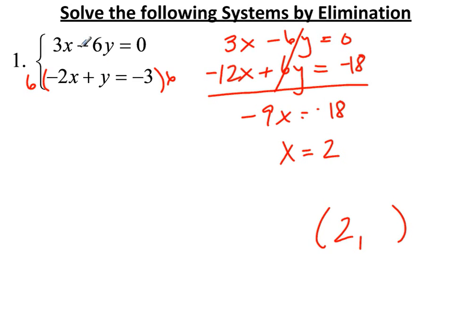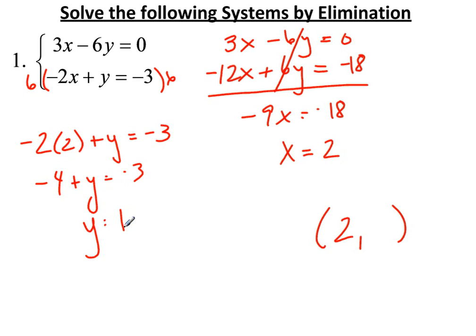Now, when I go back, neither of these has an x or a y by itself, so it doesn't really matter which equation I substitute this into. Do whichever one you feel like the algebra will be the easiest for you. In this example, I'm going to choose the second one. You can actually choose any of these equations to substitute it back in. You should get the same answer. So negative 4 plus y equals negative 3. And I'm going to add 4 to both sides to get a positive 1. So my solution would be 2, 1.